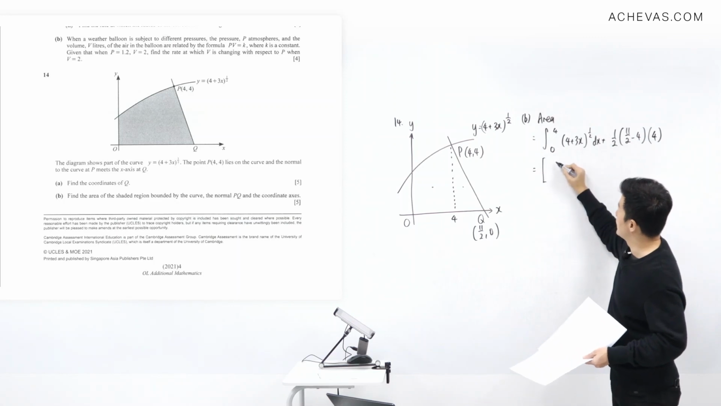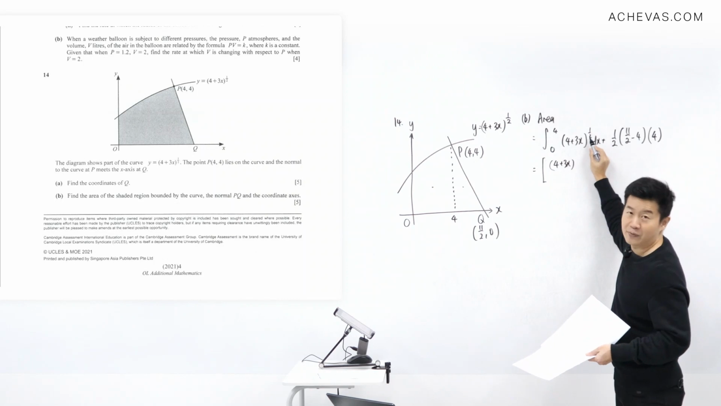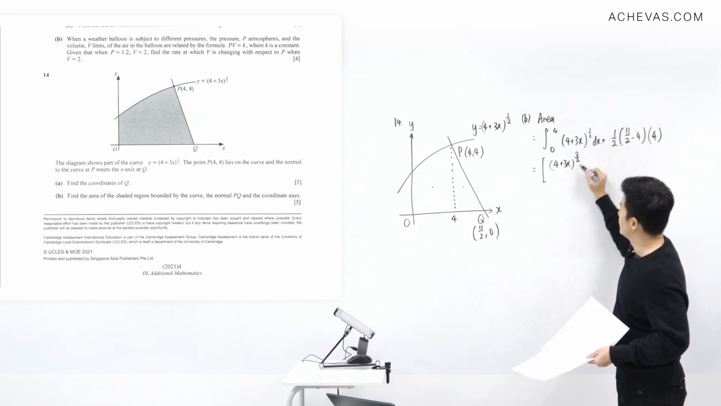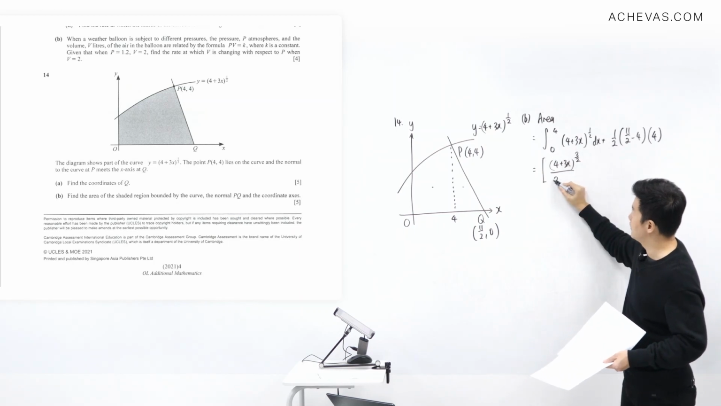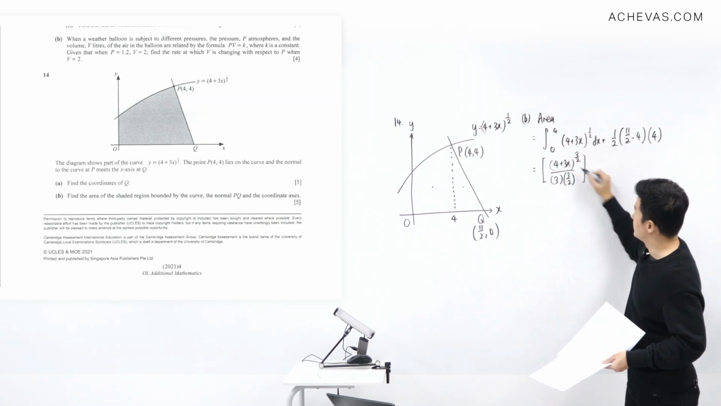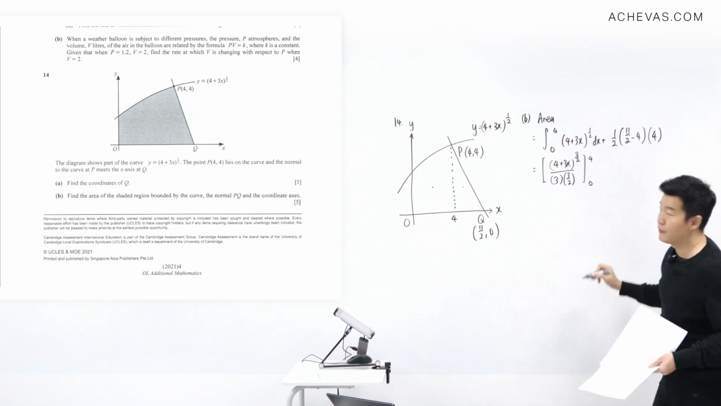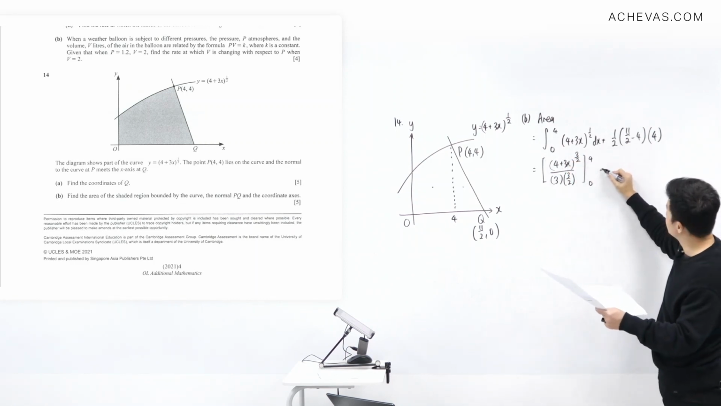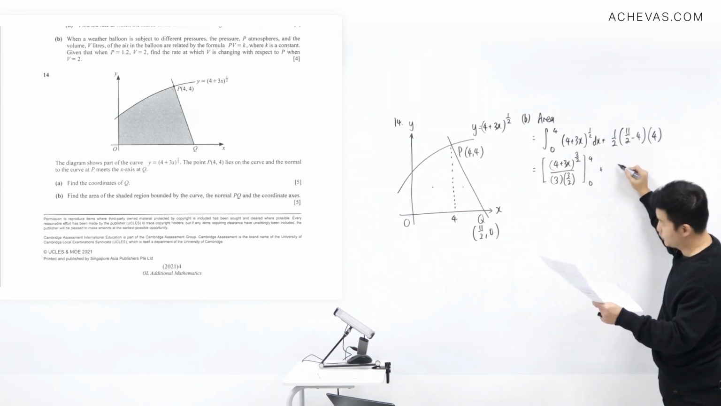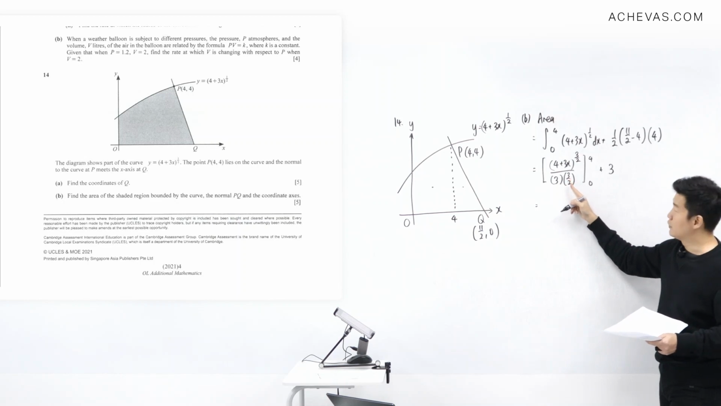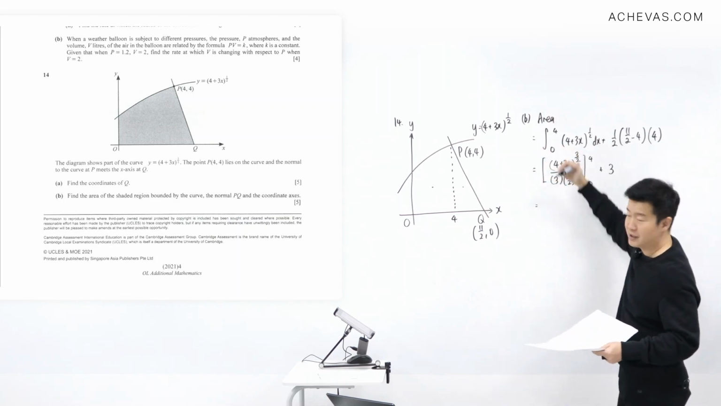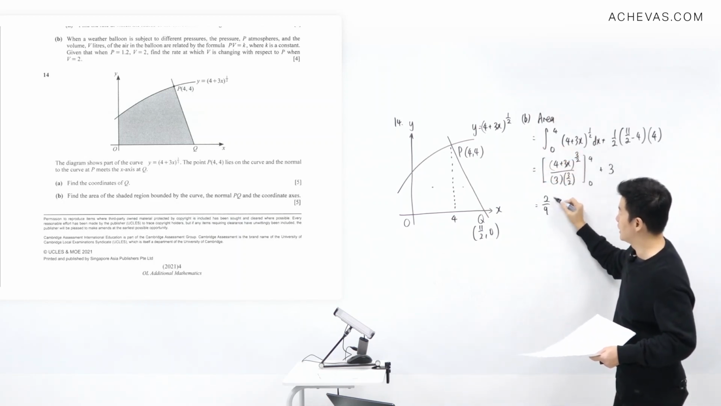Integrating this, we have (4 plus 3x) to the power of half plus 1. This is 3 over 2 divided by the coefficient of x, which is 3, then 3 over 2. This is going to be from 0 to 4. This is going to be plus this. This is going to be equal to 3. So this will be 9 over 2. If I were to bring it out and flip it, we will have 2 over 9.